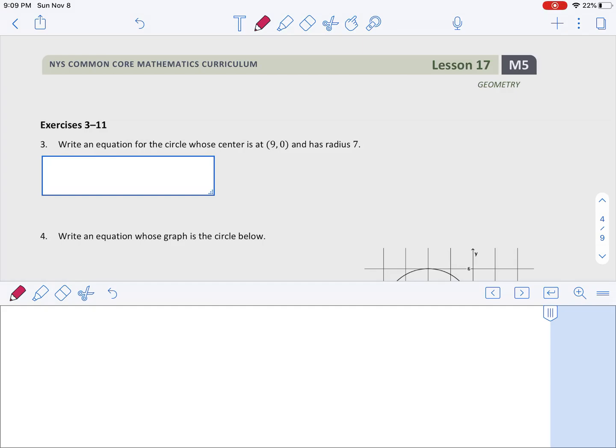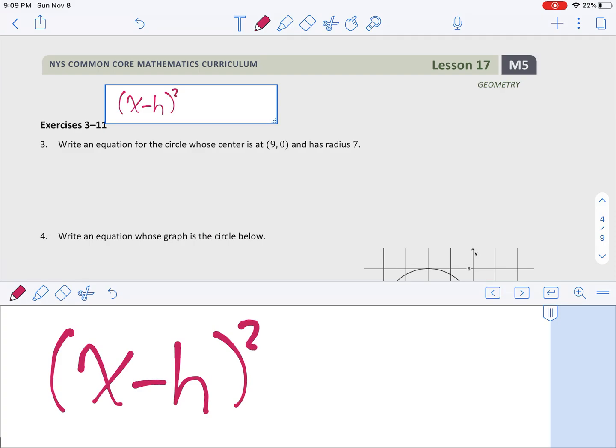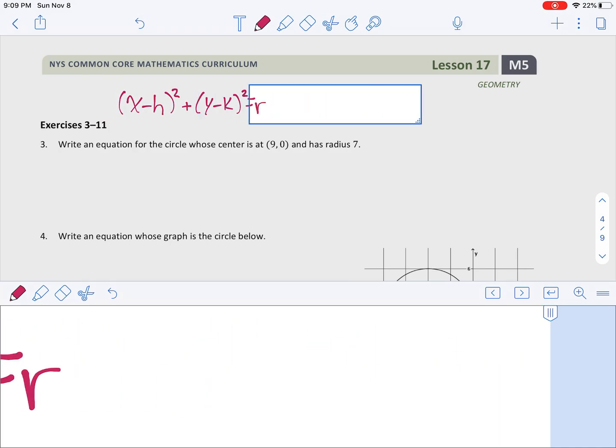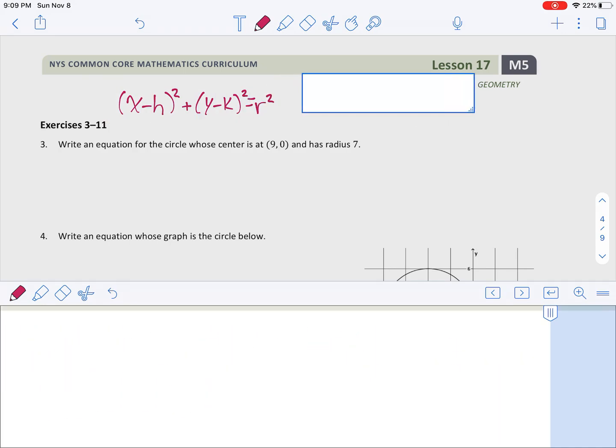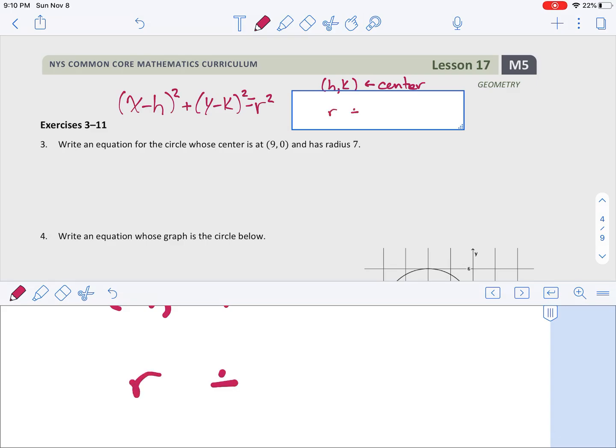Here we will go through the answers for exercises 3 through 11 of the assigned material. The big takeaway from the lesson is that any circle can be written in the form (x - h)² + (y - k)² = r², where h and k is the center and r is the radius.